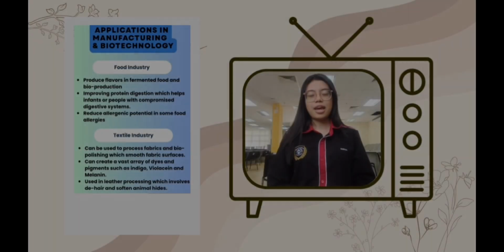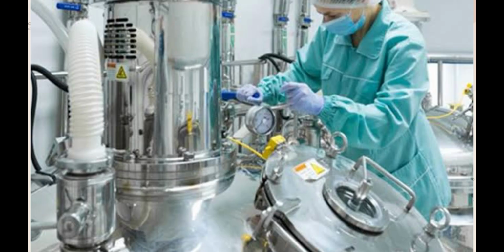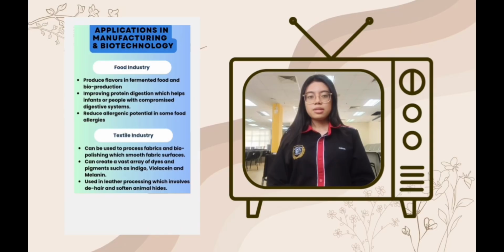Next, we're moving on to the application in manufacturing and biotechnology. Amino acid can be applied in many industries such as food industry and textile industry. Amino acid can be used to produce flavors in fermented food and bioproductions. Next, it can also be involved in protein digestion, which helps infants or people with compromised digestive systems. It is also used to reduce allergenic potential in some foods, allergies.